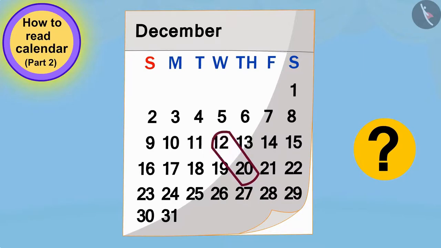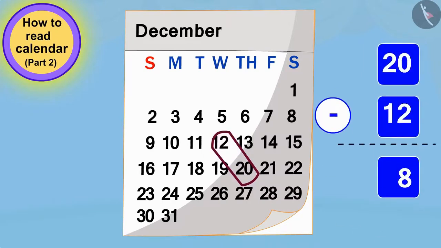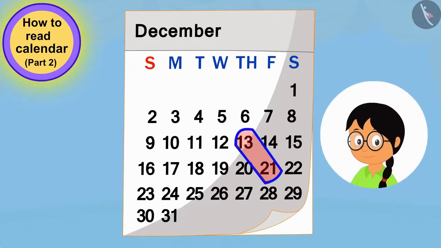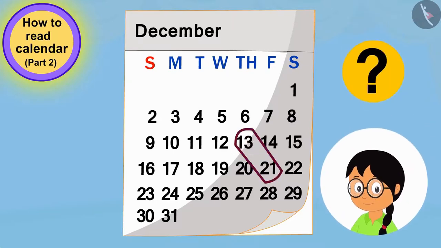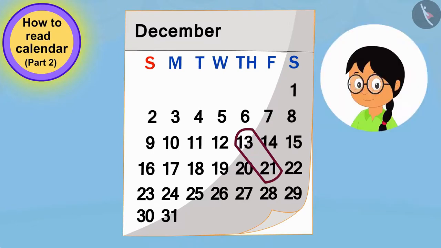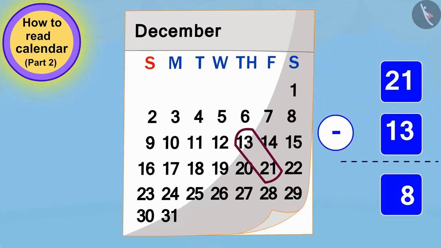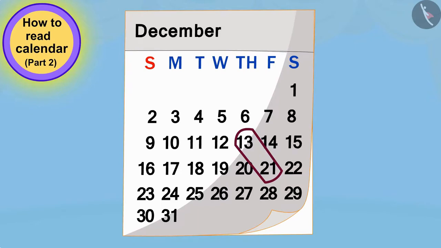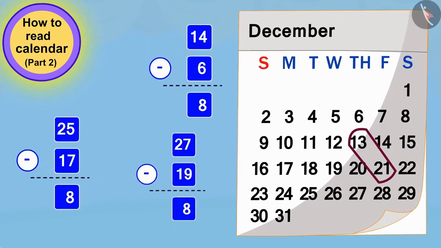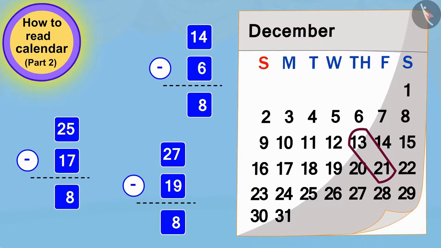Exactly, 8. Now, Meenu saw these next two pair of numbers. Children, what will be the difference between 21 and 13? Yes, this difference will also be 8. Children, you will find that the difference between such diagonal pair of numbers in the calendar will always be 8.